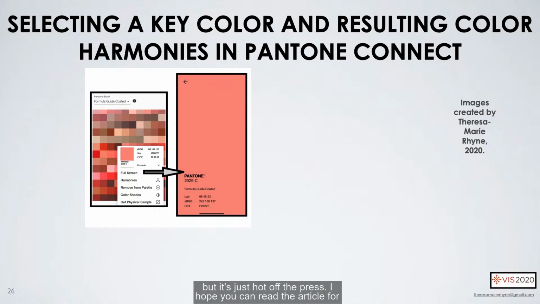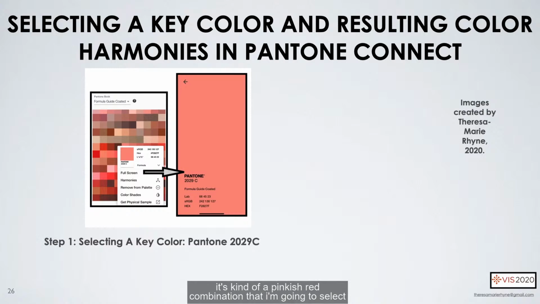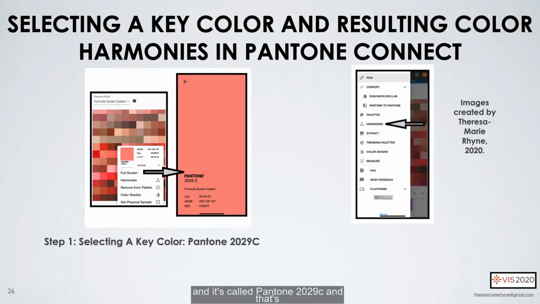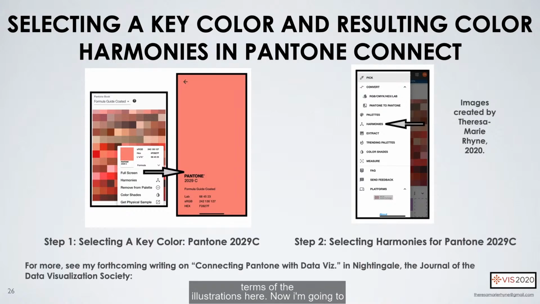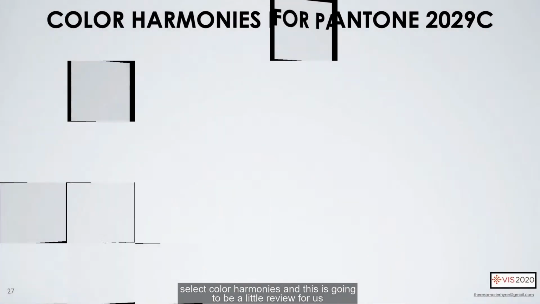I hope you can read the article for further details, but anyway, you're going to select a key color, and here I'm going to select a Pantone. It's kind of a pinkish red combination that I'm going to select, and it's called Pantone 2029C, and that's how I'm going to read my color. And now I can either have a web app or mobile app. Now I'm using the mobile app in terms of the illustrations here. Now I'm going to select color harmonies, and this is going to be a little review for us.